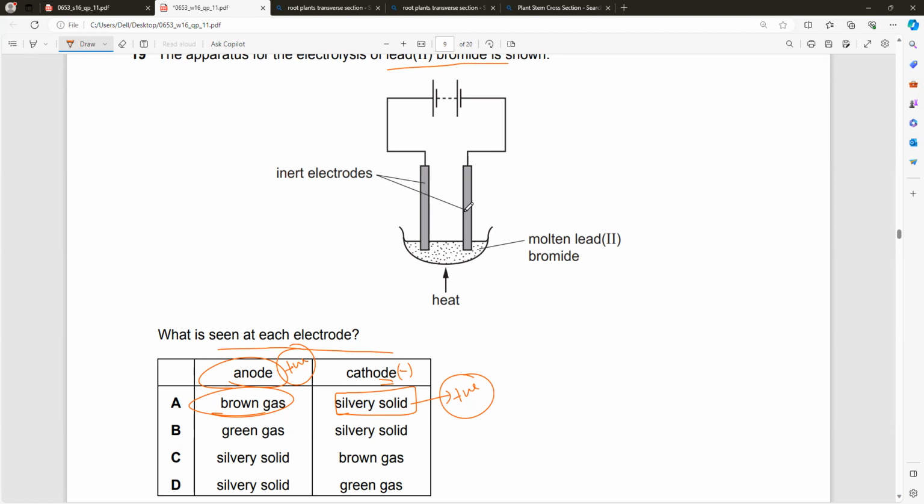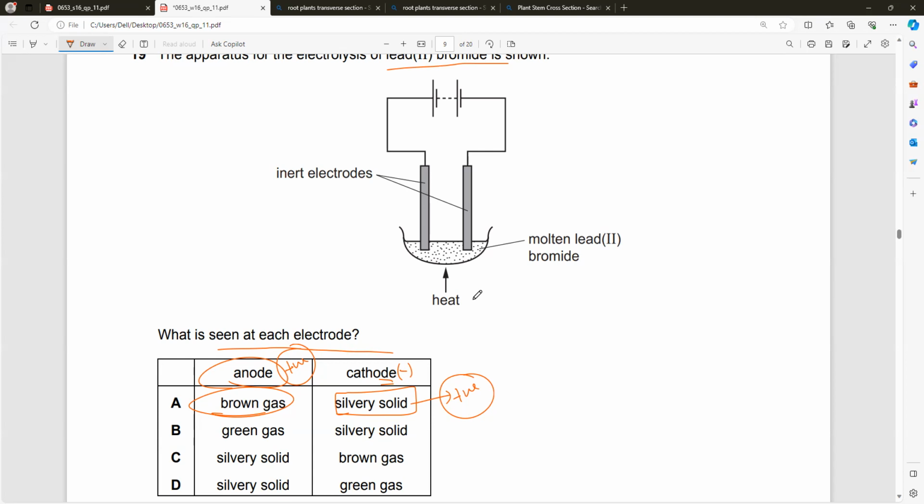Next, lead bromide. The lead bromide experiment, you will have a similar electrolysis process with molten lead bromide. So all of you learn that electrolysis, what will happen and what will come. Okay, so please do it, everybody.